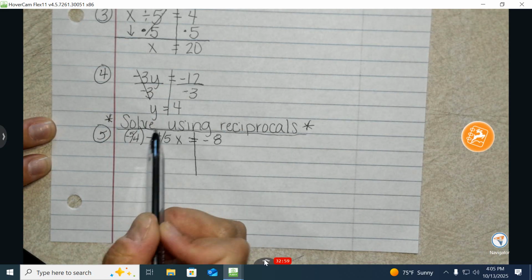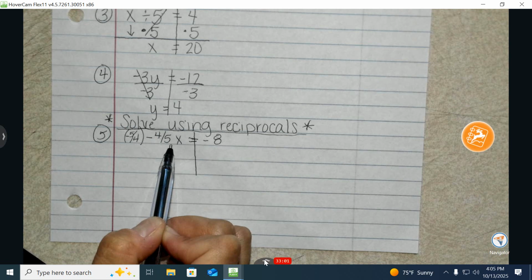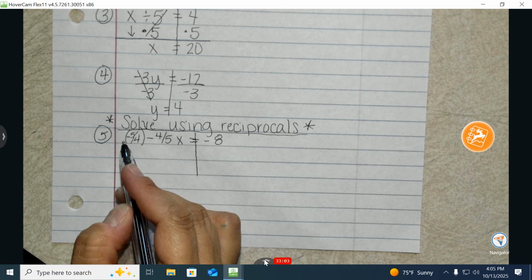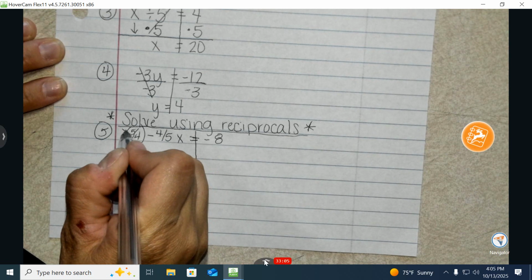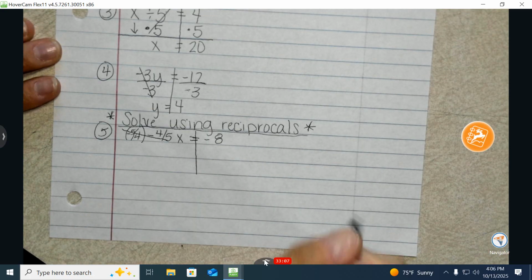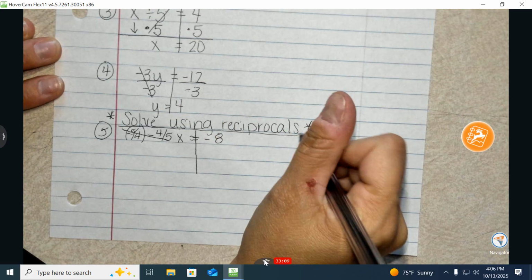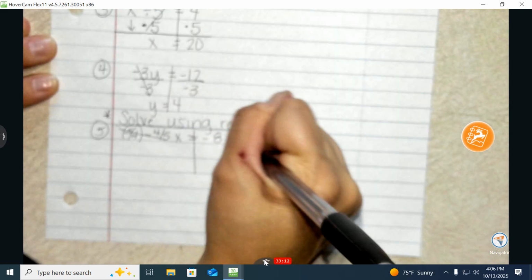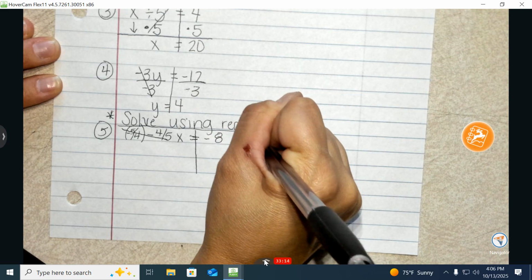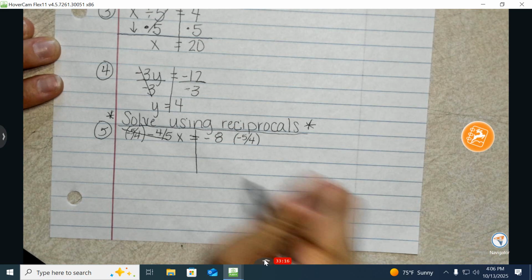5 times 4 is 20. 4 times 5 is 20. So 20 over 20 is 1. And it is a negative times a negative, so that makes it a positive. But remember, whatever you do to one side, you also have to do to this side. So we're going to multiply that side by negative 5 over 4.